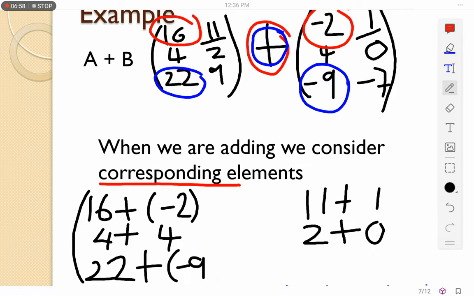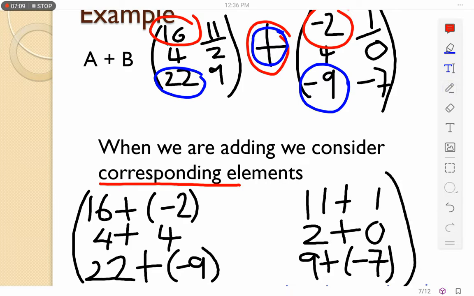Please don't forget the brackets, they help you. Then the last part, I've got 9 plus minus 7 there. Then I close my brackets. So those are the columns and corresponding items that I have. So if we now want to finish off, if we add this, what do we get?